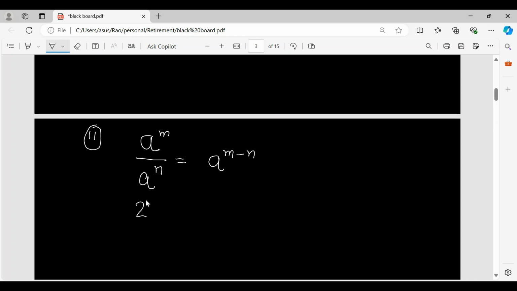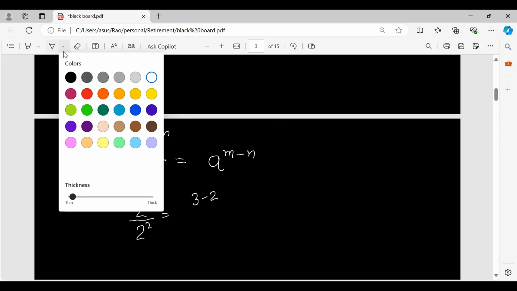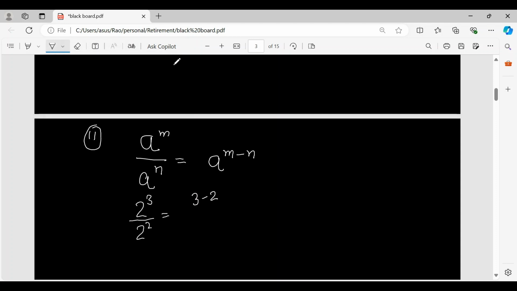Now, if we have to prove that with an example, then we can say 2 raised to the power 3 divided by 2 raised to the power 2. Then the answer, as per assumptions, should be a^(3-2). Oh, I have forgotten. Here you have to write 2, not a. Here you write 2. And the answer is 2 raised to the power 1, and that is ultimately 2.